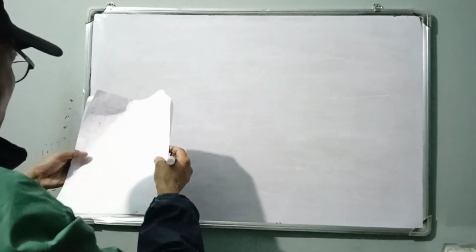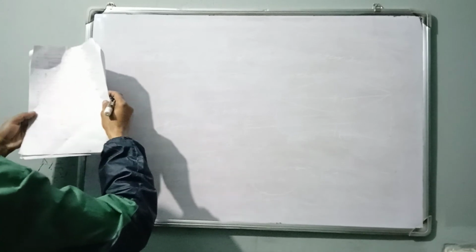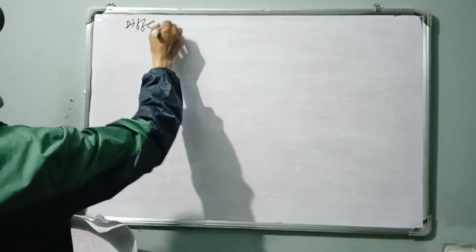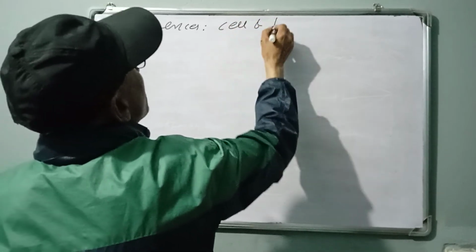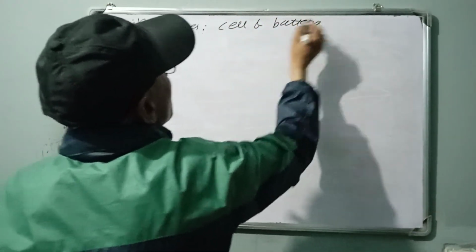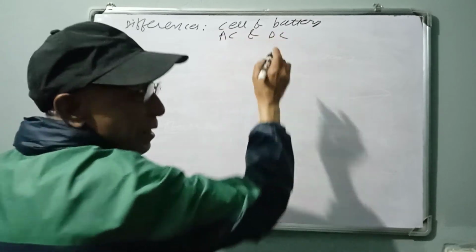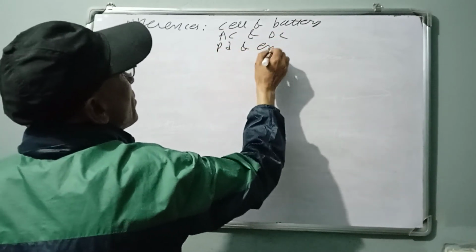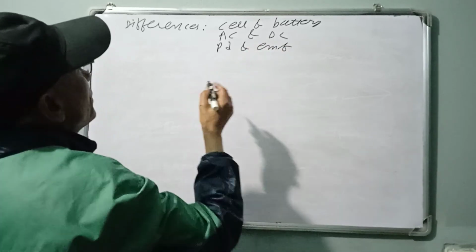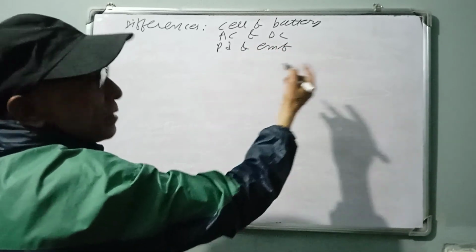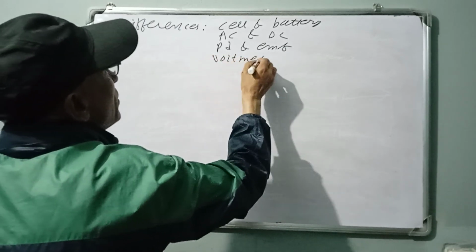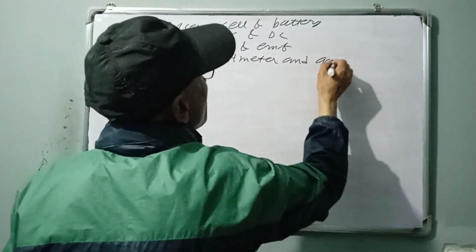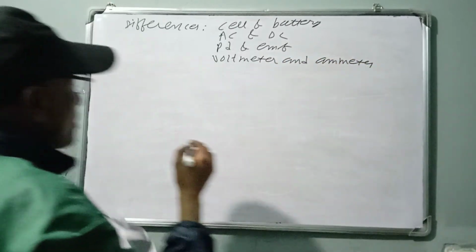Another is also there. Some other differences and numerical differences. From class 6, cell and battery difference. AC and DC for higher classes. PD and EMF for class 8 and 9 generally. AC, DC, PD and EMF, and another, voltmeter and ammeter for class 9.